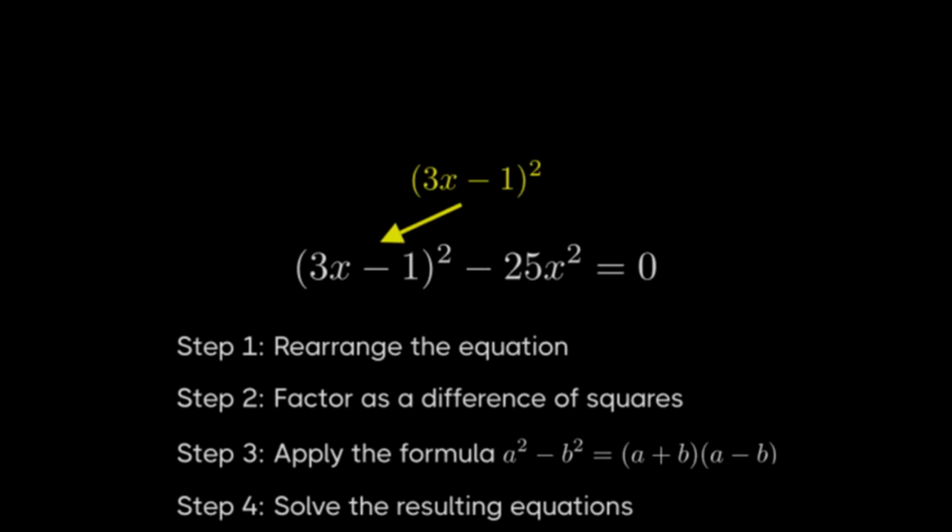Now let's work through the actual solution process step by step. Here's our original equation: (3x - 1)² - 25x² = 0. First, we move all terms to one side. Adding 25x² to both sides gives us (3x - 1)² = 25x². Now we have a perfect setup for the difference of squares formula.